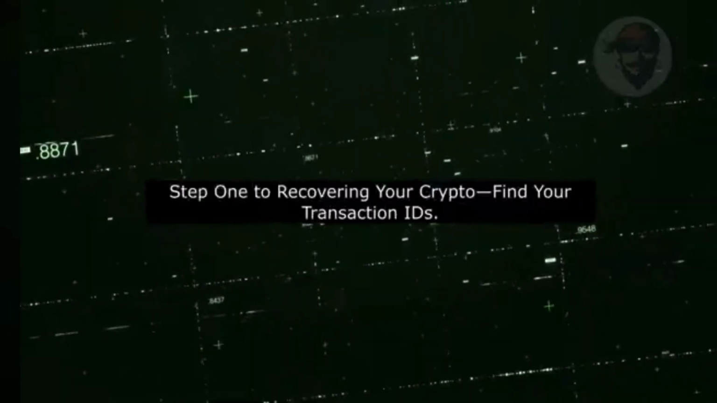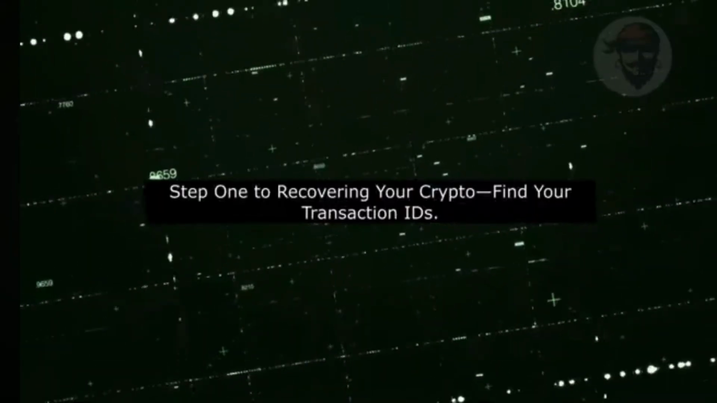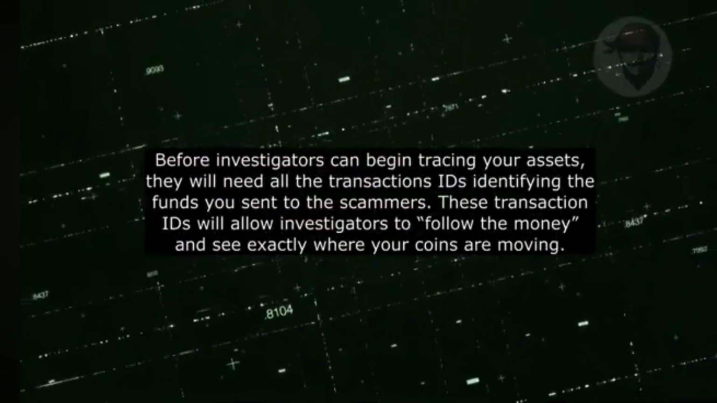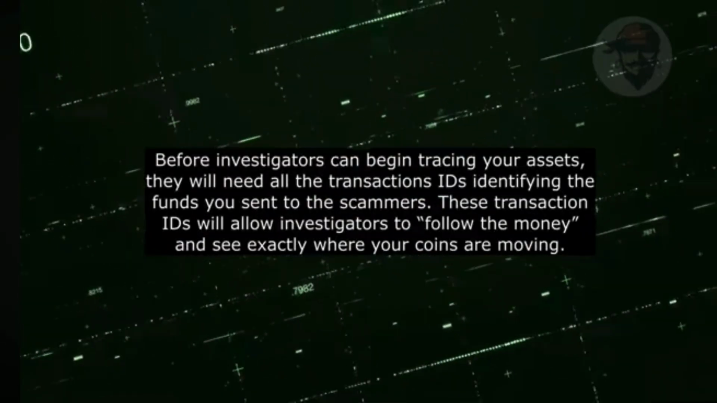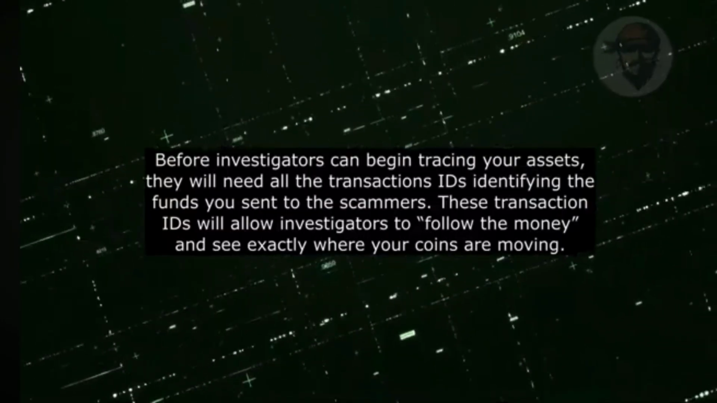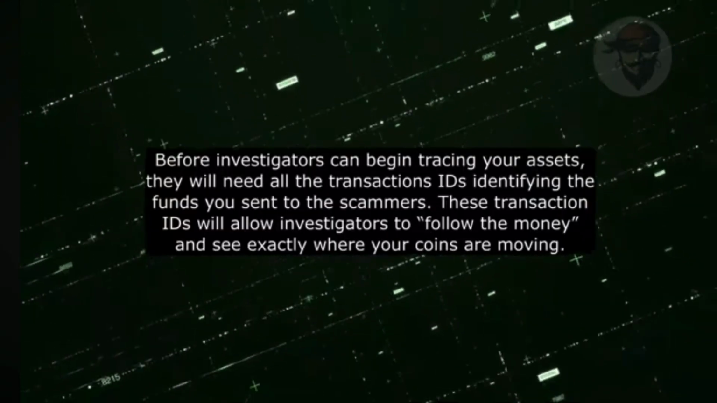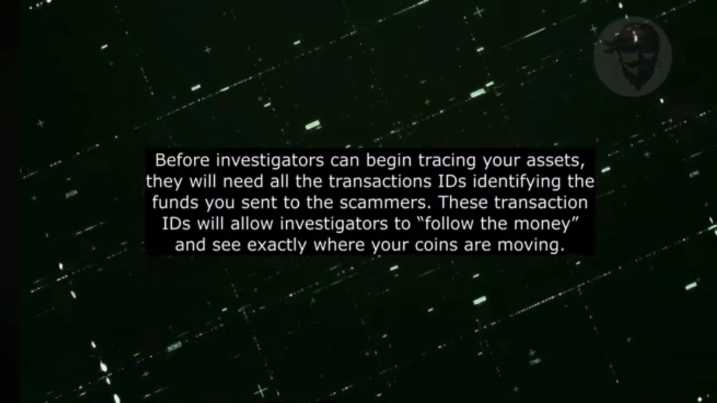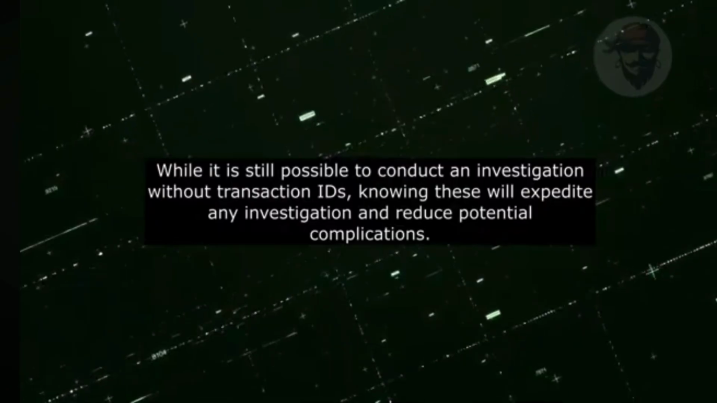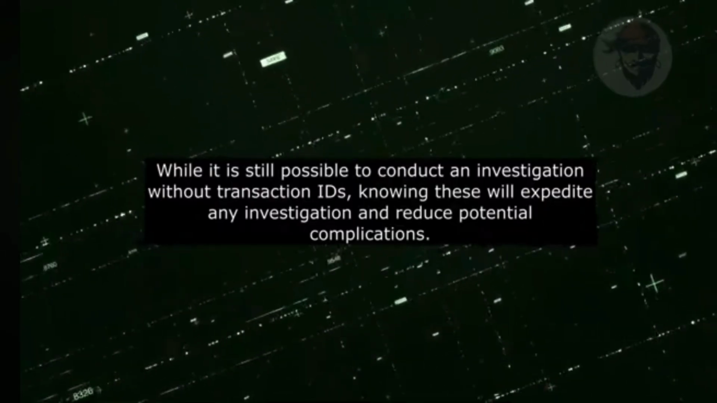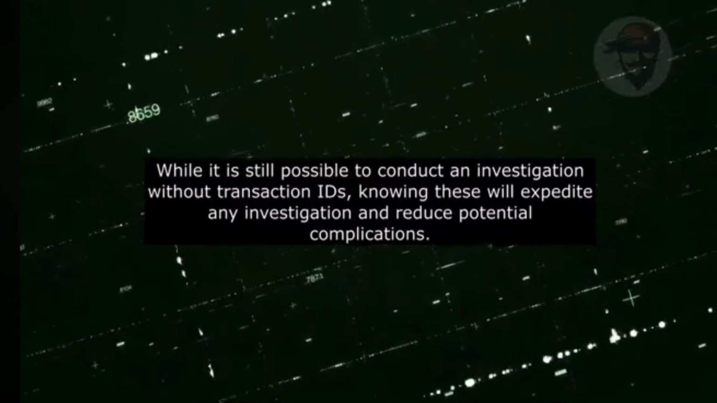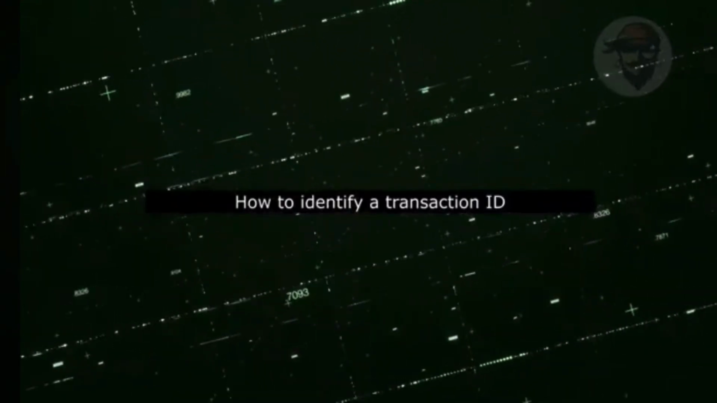Step 1 to recovering your crypto: find your transaction IDs. Before investigators can begin tracing your assets, they will need all the transaction IDs identifying the funds you sent to the scammers. These transaction IDs will allow investigators to follow the money and see exactly where your coins are moving. While it is still possible to conduct an investigation without transaction IDs, knowing these will expedite any investigation and reduce potential complications. How to identify a transaction ID?